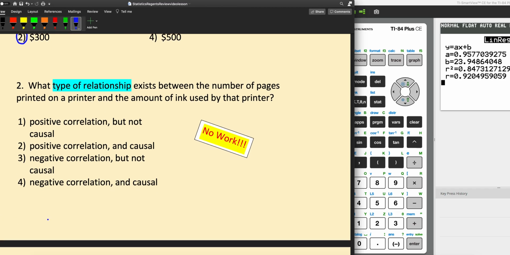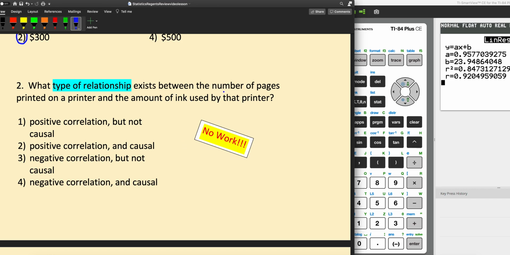Here is another statistics question that also requires no work. You just have to read it carefully and think about what you know about correlations, which we have learned. It says, what type of relationship exists between the number of pages printed on a printer and the amount of ink used by that printer? Well, think about our correlations, guys. We talked about that. We had positive correlations, we had negative correlations, and we had no correlations.